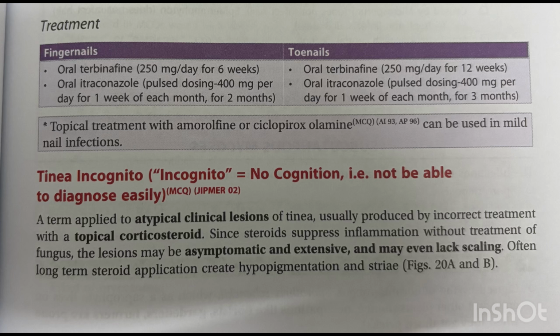Tinea incognito means no cognition, that is, not able to diagnose easily, a term applied to atypical clinical lesions of tinea, usually produced by incorrect treatment with a topical corticosteroid. Since steroids suppress inflammation without treatment of fungus, lesions may be asymptomatic and extensive and may even lack scaling. Often long-term steroid application creates hypopigmentation and striae.